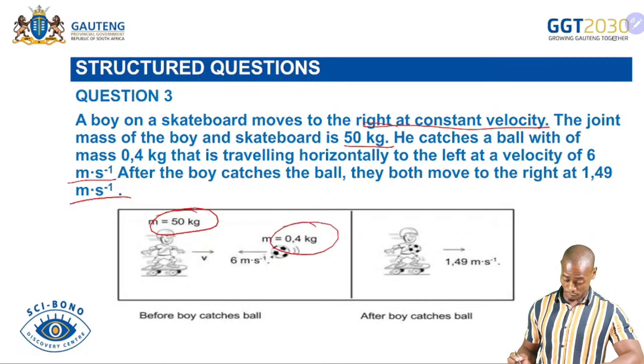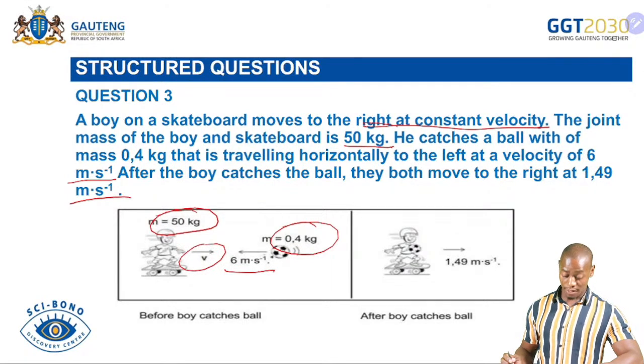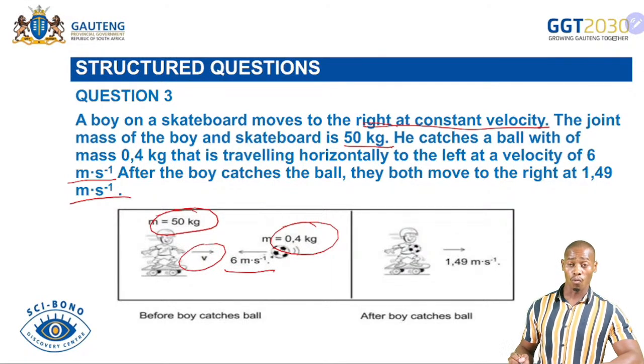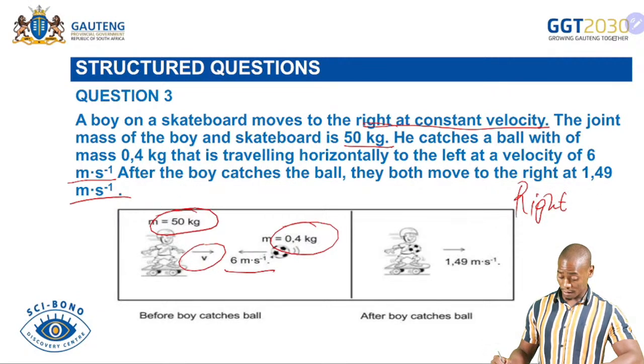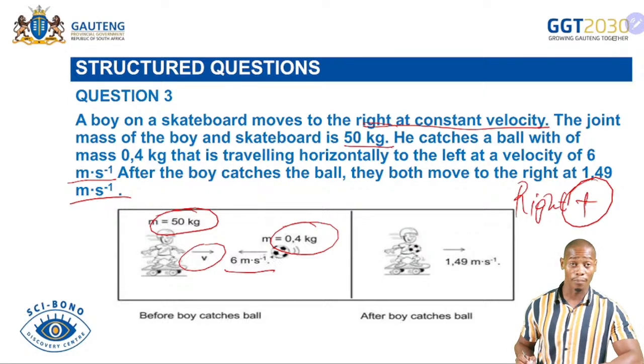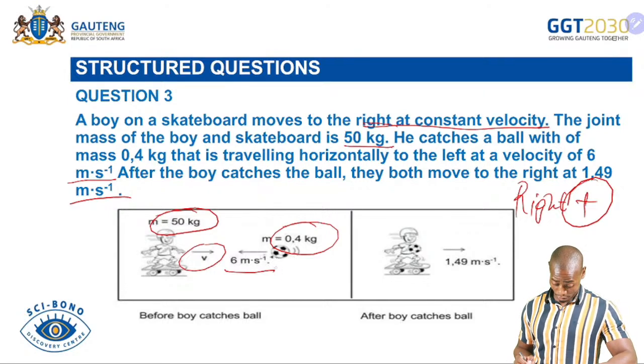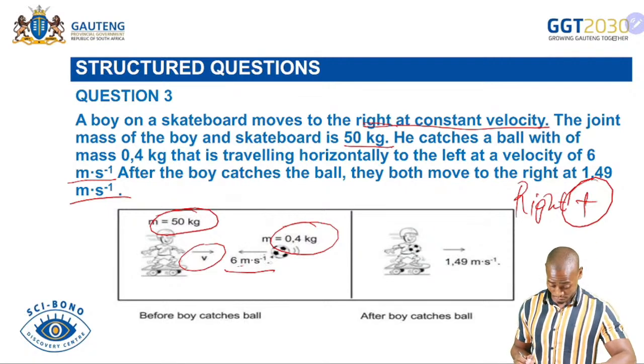So 50 and 0.4, initial velocity of the boy is what we are looking for, and then what is the initial velocity of the ball? It's 6 meters per second. So again, what is important here is to choose direction. So which direction are we taking as positive? Let's take right as positive, which is the initial direction of motion of the ball. So we are taking right as positive. So then look at the direction of the ball, it is to the left. I hope you can see that it is to the left. Look at that arrow. It shows that the direction of the ball is to the left.